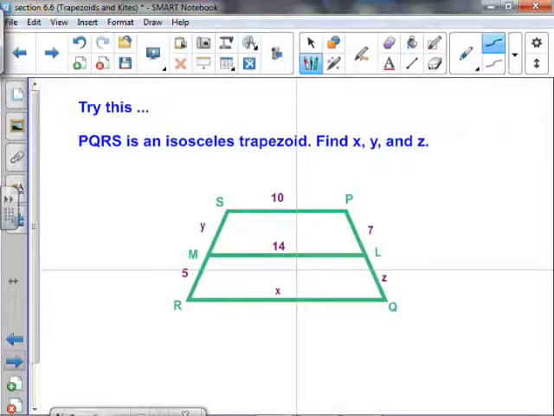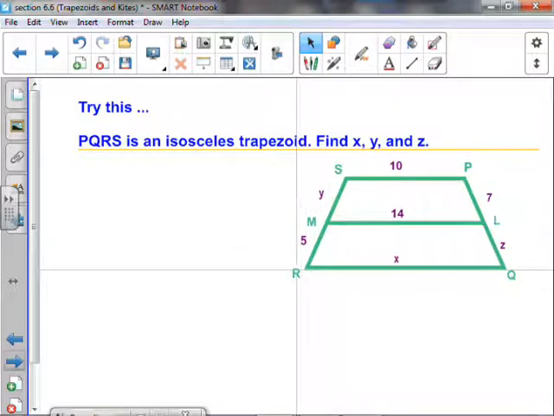Okay, let's try this one. We have PQRS is an isosceles trapezoid. We want to find X, Y, and Z. Let's move this over a little bit because it's kind of in the way there. And this is pretty straightforward.